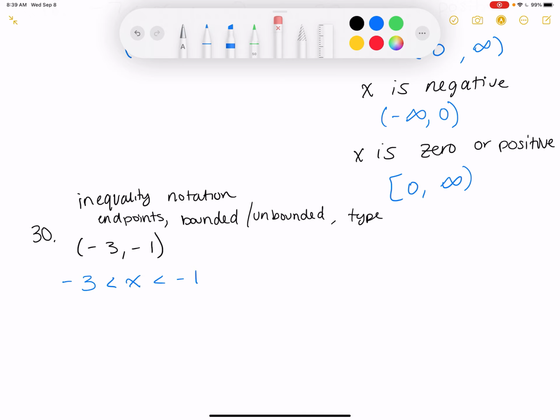And then the type. The endpoints are... it doesn't include -3 and -1. So endpoints don't have to be included. When it asks for endpoints, the only thing that can't be an endpoint is infinity, because technically we don't know what that is. So if you have one that's just -3 to infinity, then -3 is your only endpoint. Okay, so then the endpoints for this are -3 and -1. Yes.